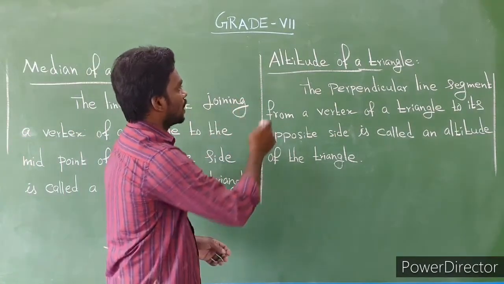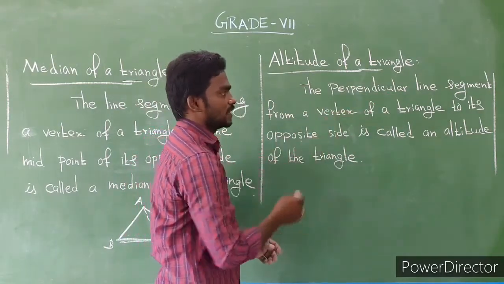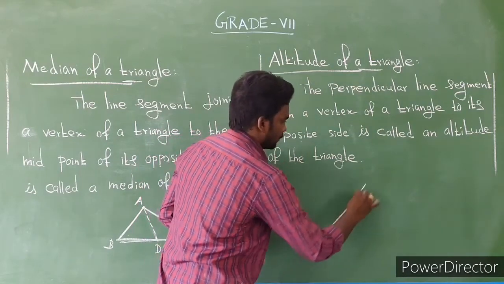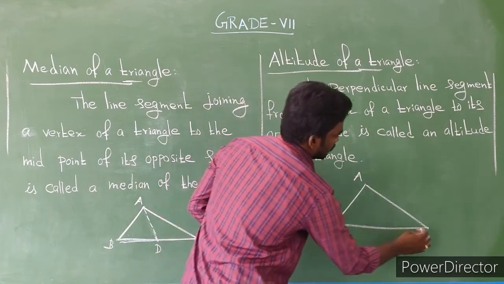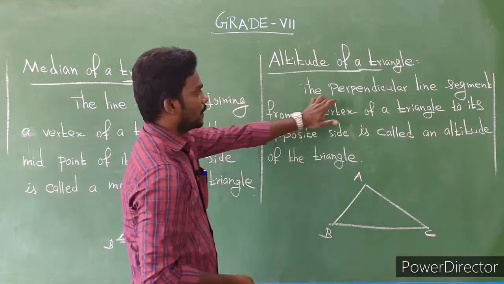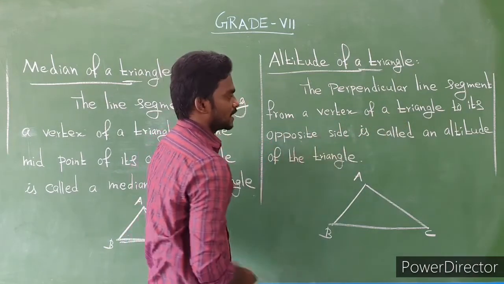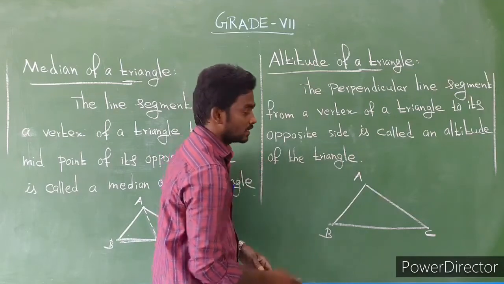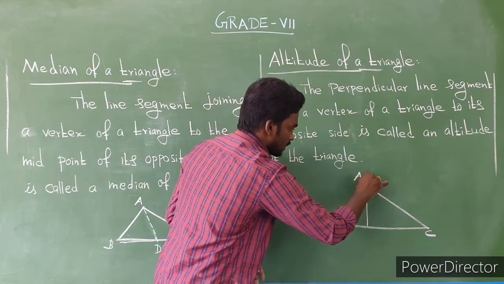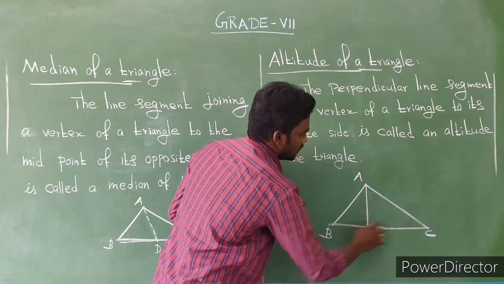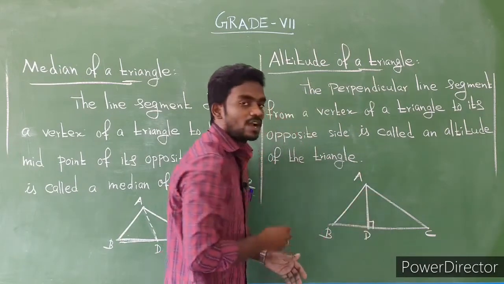Next one: altitude of a triangle. The perpendicular line segment from a vertex of a triangle to its opposite side is called an altitude of a triangle. ABC is a triangle. We can join this vertex of the triangle to the opposite side, which means this line segment AD and BC are perpendicular. That means 90 degrees. So this line segment AD is called what?